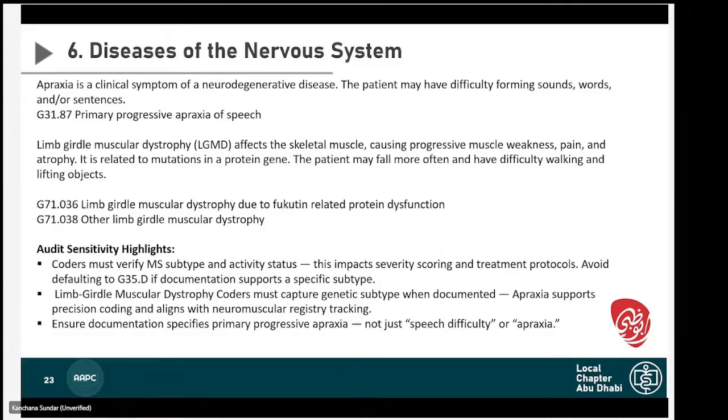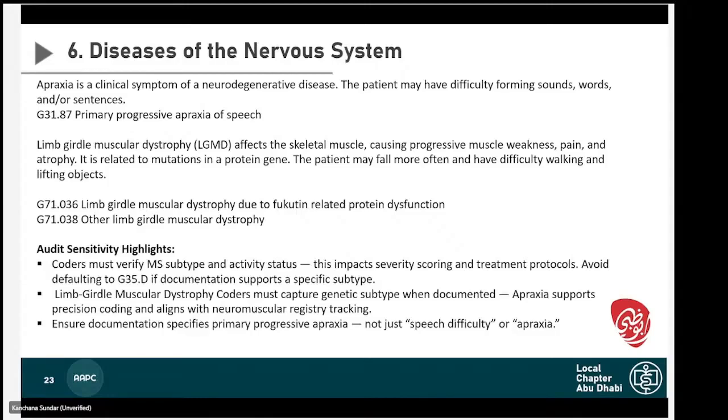It is a clinical symptom of neurodegenerative diseases, and the patient may have difficulty in forming sounds, words, and sentences. But it comes with a specificity. Apraxia by itself does not have a code. But primary progressive apraxia of speech has a new code, that is G31.87. Please be watchful on this apraxia. This seems to be a little new to our ICD-10-CM, so ensure you are focusing on it.